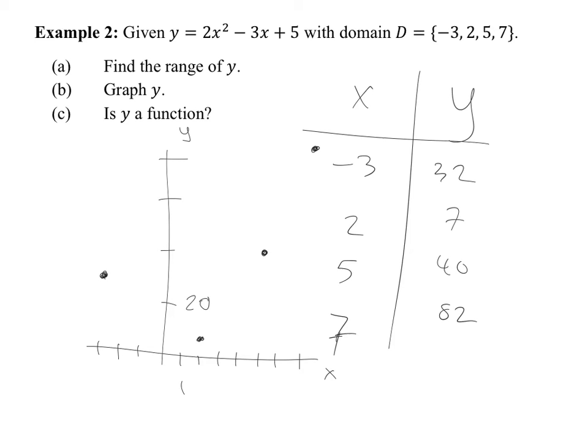It's not a line. It's not a vertical line, but I'm saying, is any vertical line going to cross 2 coordinates? No. So it passes the vertical line test, so it is a function. It's also obvious from the data alone to see that this is a function.